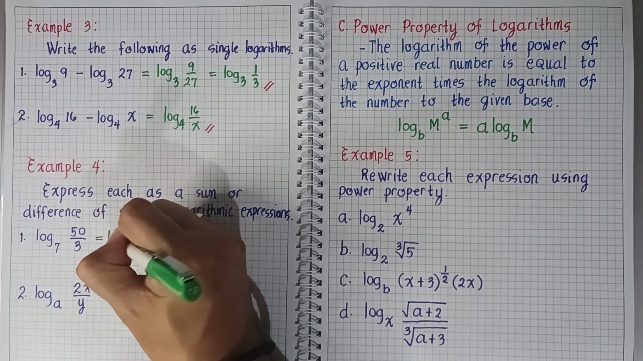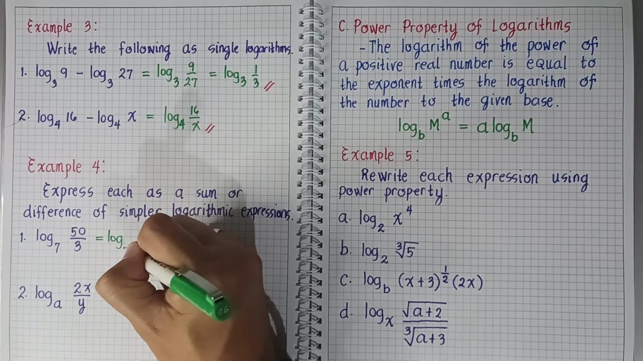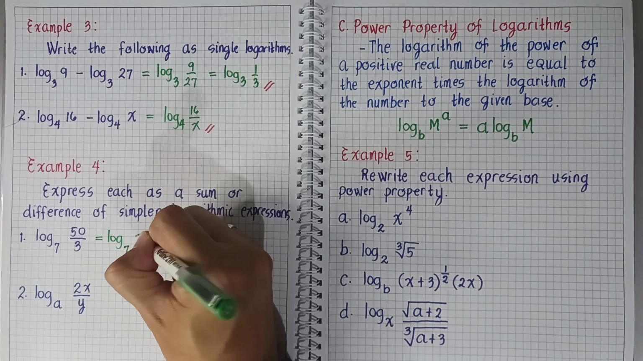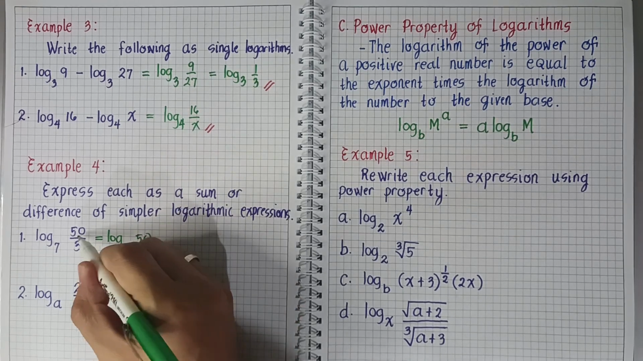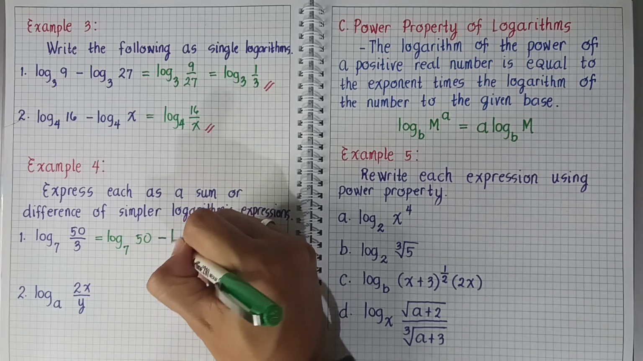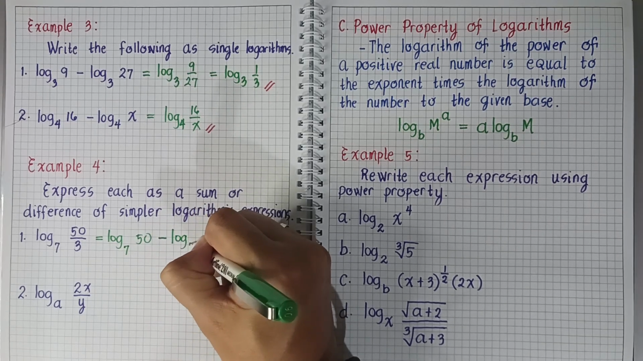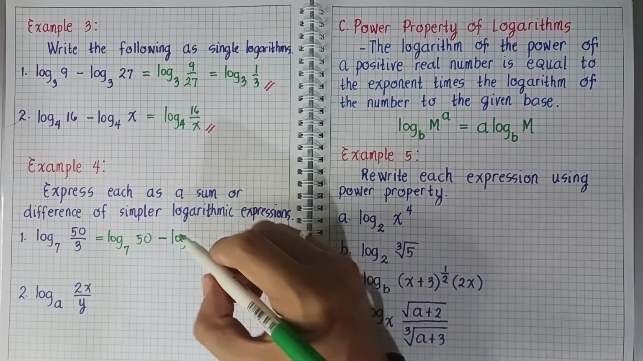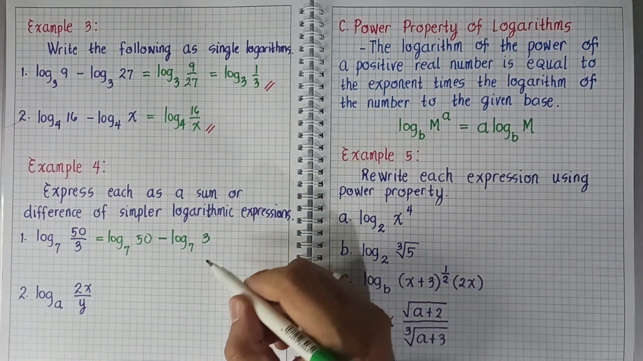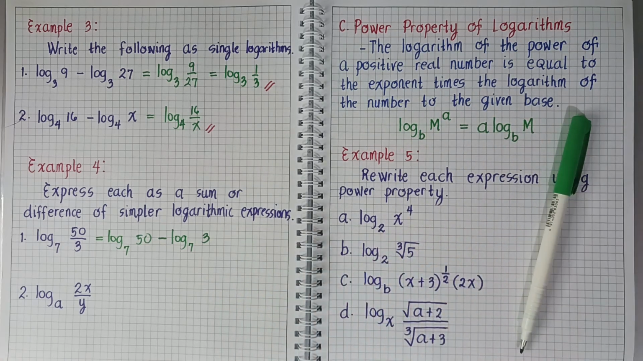So, ito ay magiging the logarithm of 50 to the base 7. So, kapag ganito guys, quotient, so minus yan. Of course, same base tayo. Copy nyo lang yan. And then, 3. Okay. So, eto na yung final answer natin. Gets?